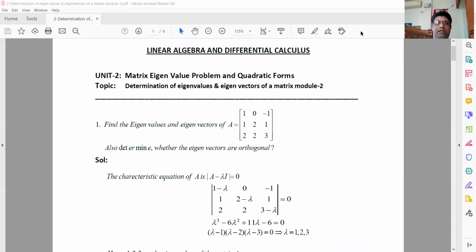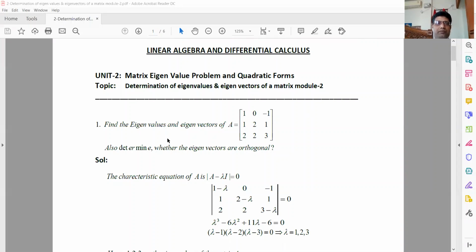Welcome to the second unit, matrix eigenvalue problem and quadratic forms. In this lecture, we will see how to determine eigenvalues and eigenvectors of a matrix. Already in one session, we have seen this one. So this is a second module. We will cover some more problems.